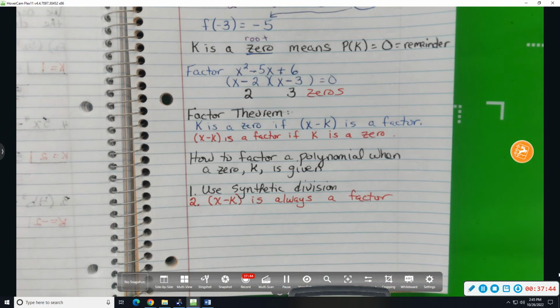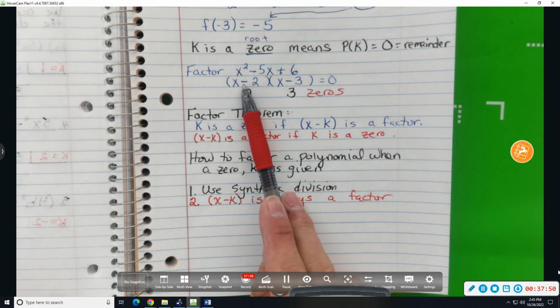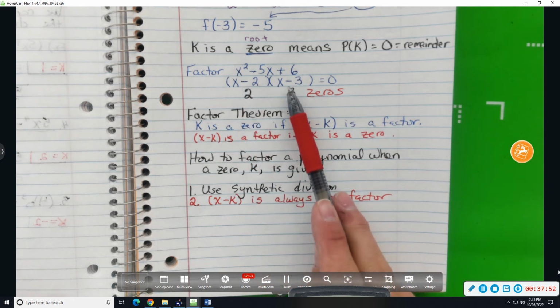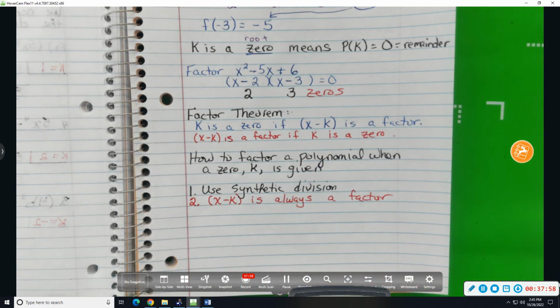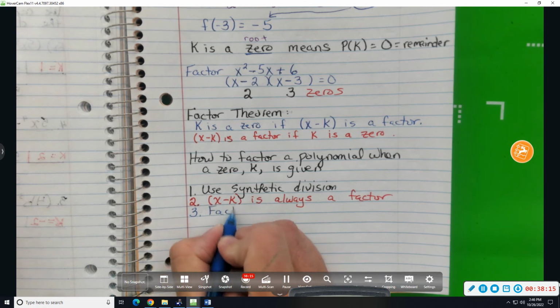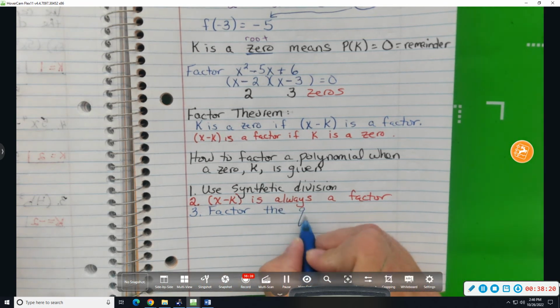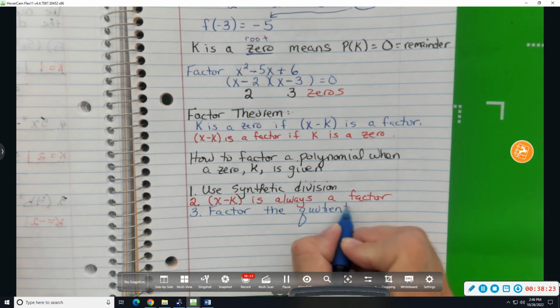x minus k is always a factor, just like up here, where 2 was a zero, x minus 2 is a factor. 3 was a zero, x minus 3 is a factor. And then your goal is going to be to get 3 sets of parentheses that you could start foiling out and eventually get back what you started with. Now, if it were x to the 4th, you'd have 4 sets of parentheses. So you could say right here, repeat if you get something that's not a quadratic. Factor the quotient.